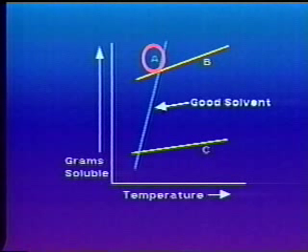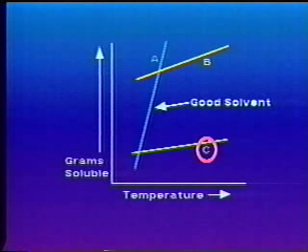Solvent A would be a good crystallization solvent for the compound because the compound is very soluble at high temperatures, while only slightly soluble at low temperatures. Solvent B would not be a good solvent because the compound is very soluble both at high and low temperatures. Solvent C would not be a good solvent because the compound is not soluble in it, even at high temperatures.